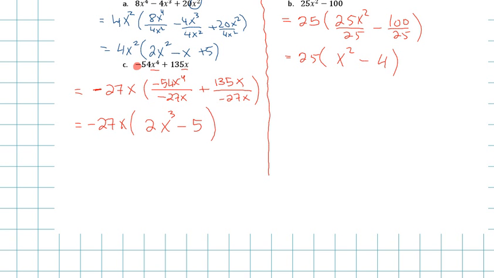So the extra thing that we did here is that we also factored out a negative, so our first term doesn't have a negative in it. This is going to be important when we move to the other factoring, which is the harder factoring.